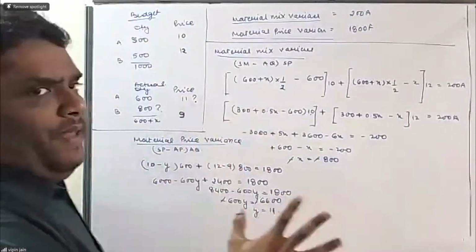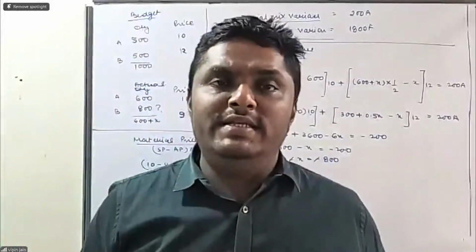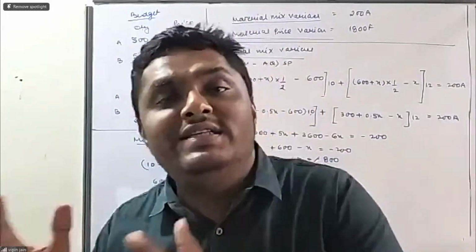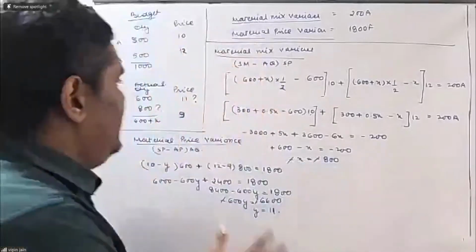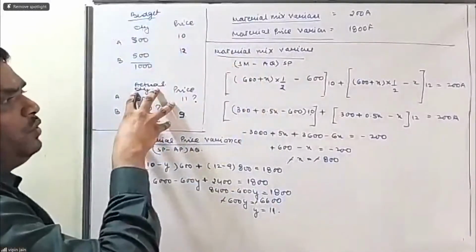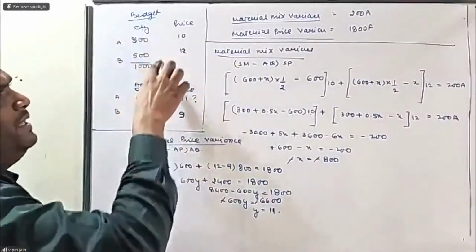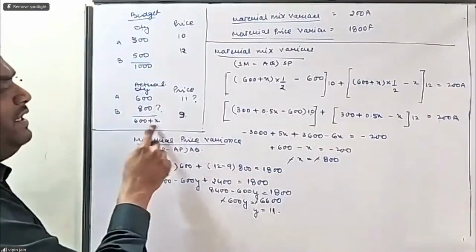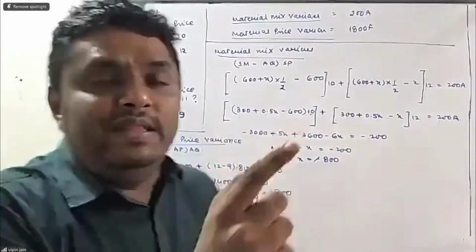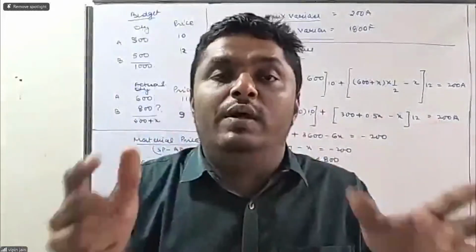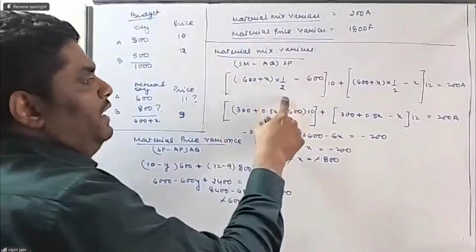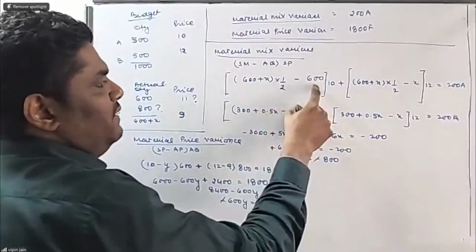When talking about mix, what material mix variance says is what should be the mix and what is the actual mix. So here, we take the total actual input, which should be in the ratio of the budget. Actual input is 600 plus X. This should be in the ratio of 1 is to 1. 1 is to 1 means 0.5. So 600 plus X into 1 by 2 minus 600.